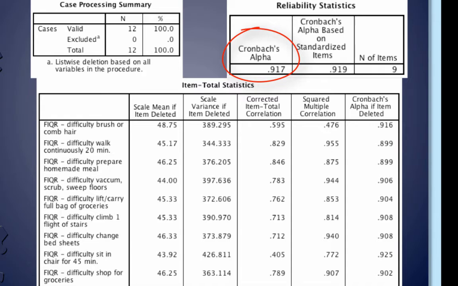So looking at our first item, difficulty brushing or combing your hair. If we deleted this item from the questionnaire so that we'll have 8 items left, our Cronbach's alpha will move from 0.917 to 0.916. Do we want to delete this item, knowing that we want our Cronbach's alpha to be as large and as close to +1 as possible? Yes or no? Do we want to delete this?